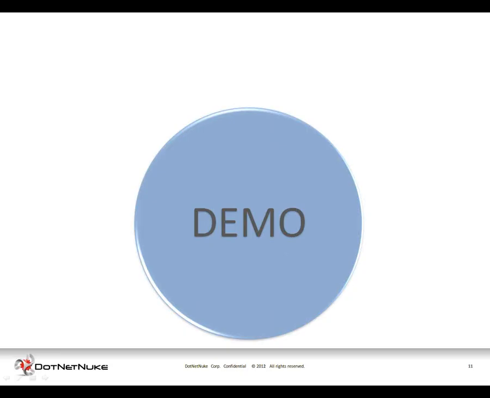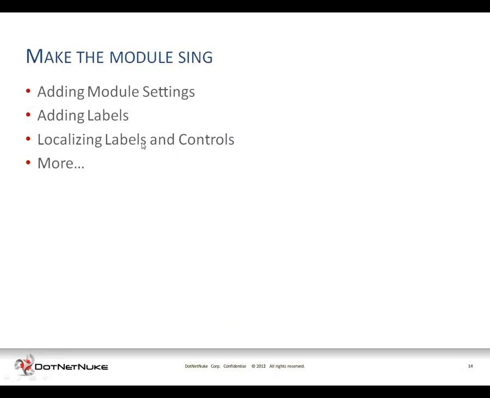Before I do that, let me switch over to PowerPoint, make sure we're catching the right options here. In PowerPoint, we've got a title here, "Making Our Module Sing". Let's actually make our module do something besides just display text within our ASCX files. So we're going to add a module setting to our settings control, and then we're going to utilize that setting within our view control. And I'll show you how to do that here.